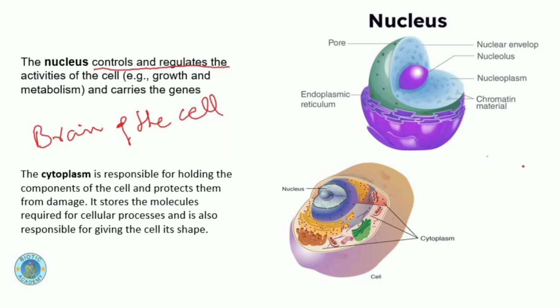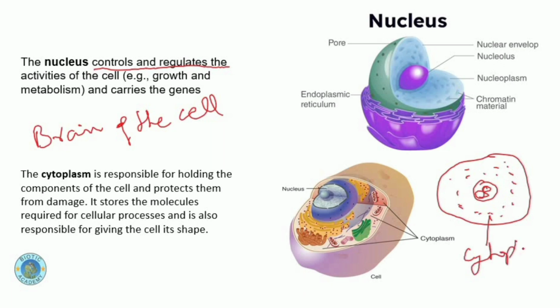Your cell has a nucleus, and outside the nucleus there is a jelly-like fluid which holds all the organelles within it and provides a platform for metabolic reactions to occur. This jelly-like fluid is called cytoplasm, a mixture of water, salts, protein, and glucose. These are all the things present in the cytoplasm.